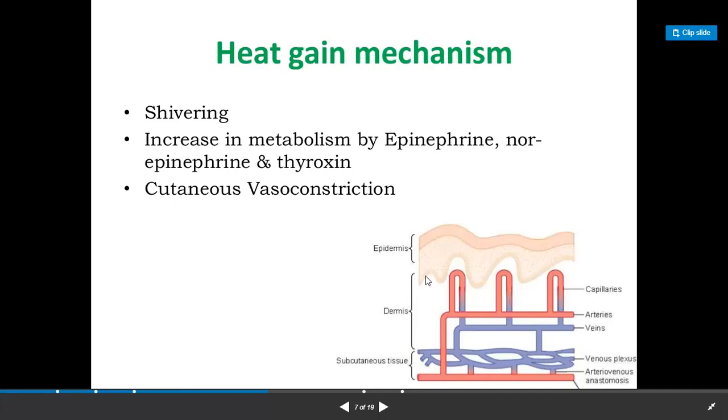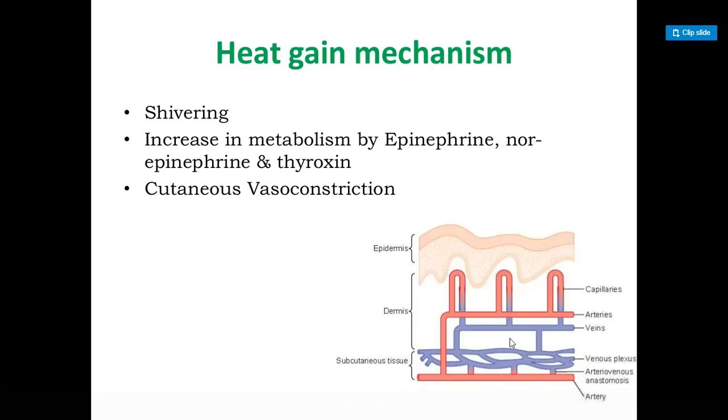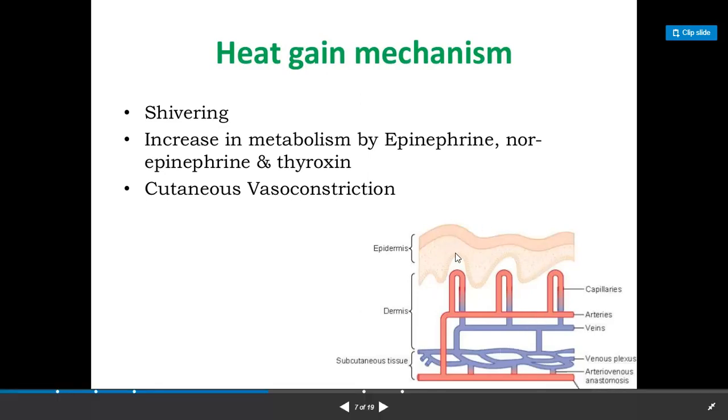So here they are just showing you the epidermis, the dermis, and the subcutaneous tissue. We said that the blood vessels that are close to the skin will become constricted to prevent blood flow to the surface, because when blood flows to the surface, you will lose heat, but you don't want to lose heat. Do you understand it? Yes, sir.